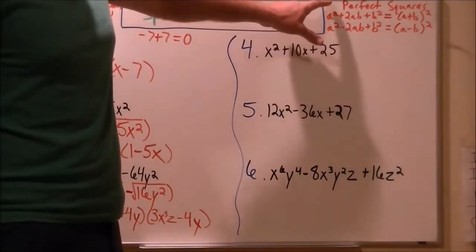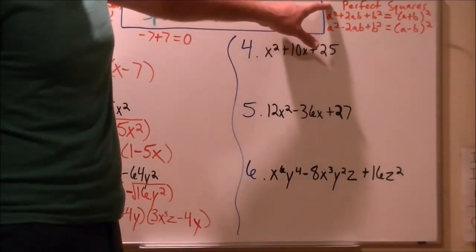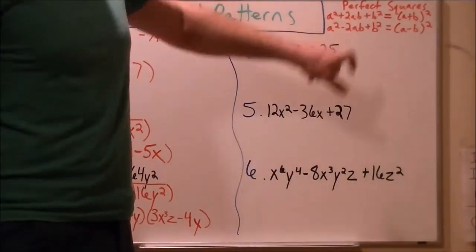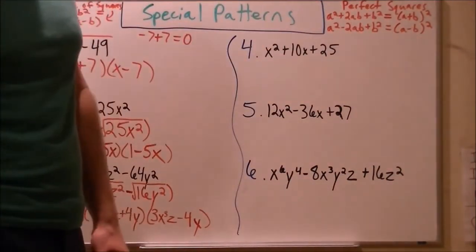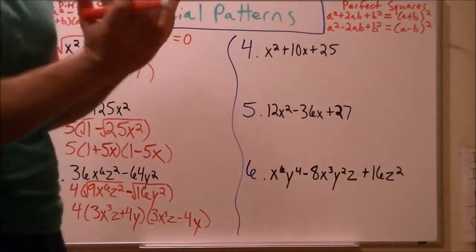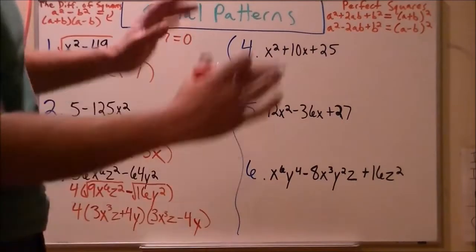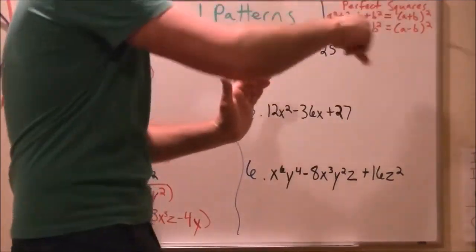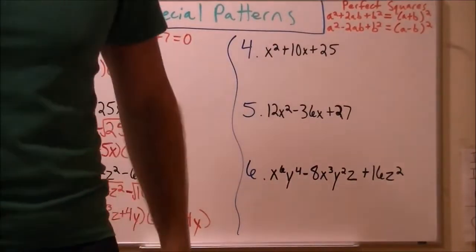But look, if I have a perfect square on the front and a perfect square on the end and a middle term that's positive, then that means I'm going to have the same factor in parentheses twice, but I don't write it out 2 different times. I just write it out once and slap a squared on the top right.